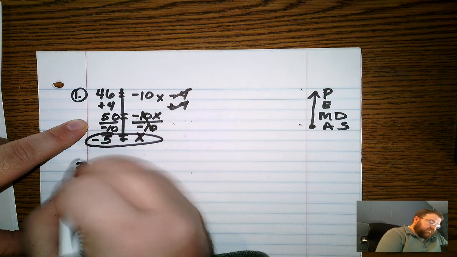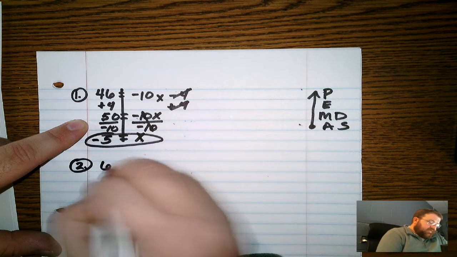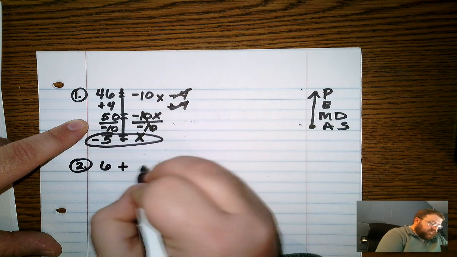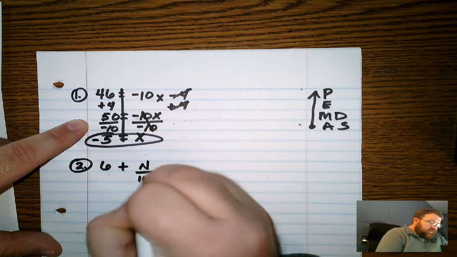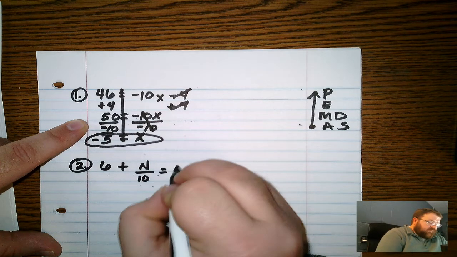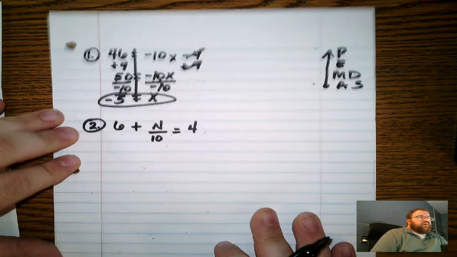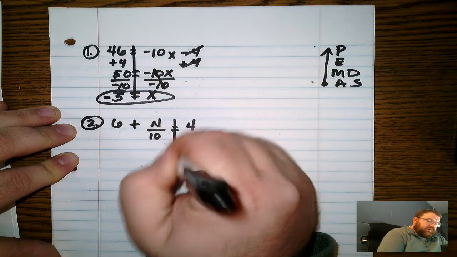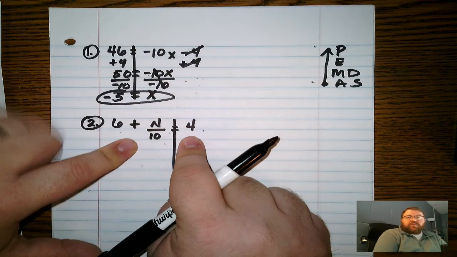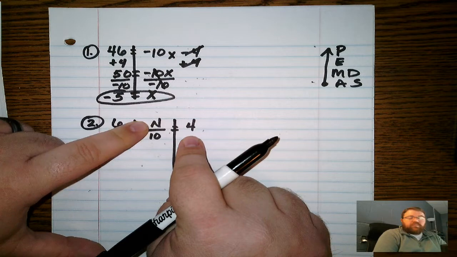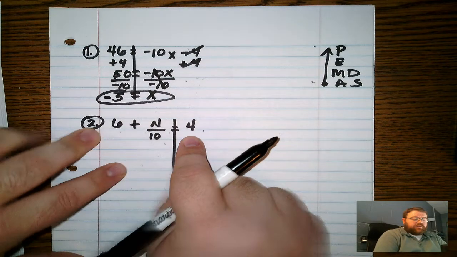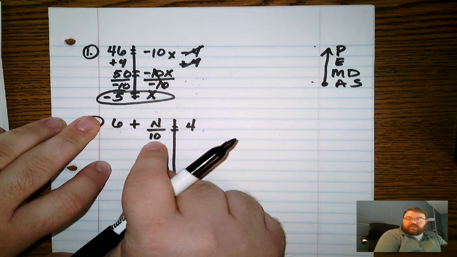Number 2, 6 plus n divided by 10 is equal to 4. I'm going to draw my line separating the two sides. Remember, your goal is to get your variable by itself on one side. So I got to get rid of this 6 and I got to get rid of this 10.